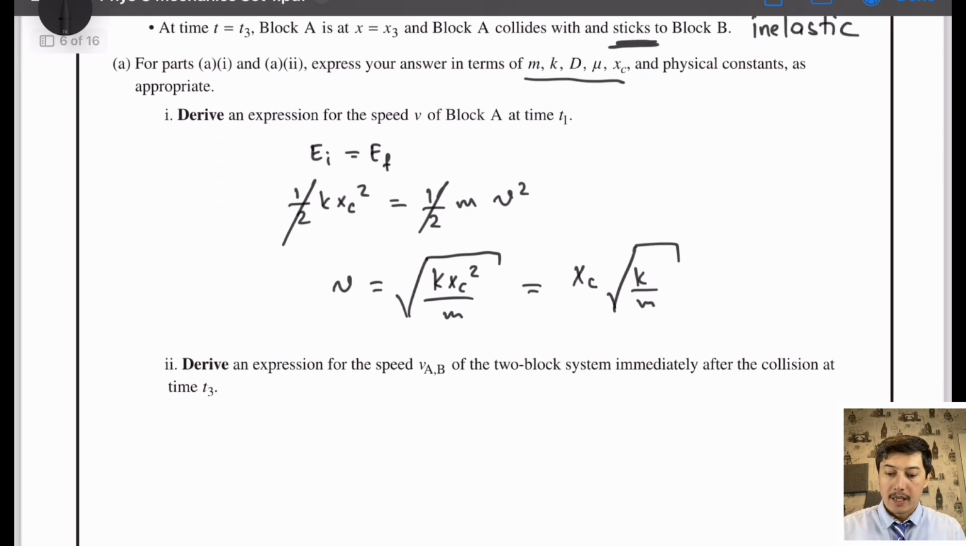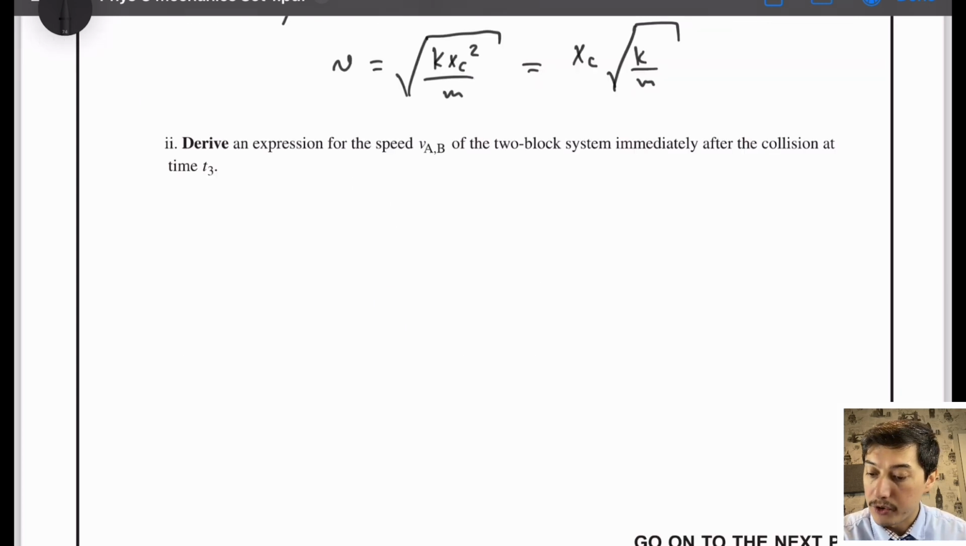Next. Derive an expression for speed v, a, and b of the two-block system immediately after the collision at time 3. Collision problems, we have to use conservation of momentum. But before going there, we have to figure out something. We have to figure out the speed of block A just before the collision. In the previous question, we found the speed of the block before it entered the region with friction. And logically, the friction is going to reduce the speed of the block.